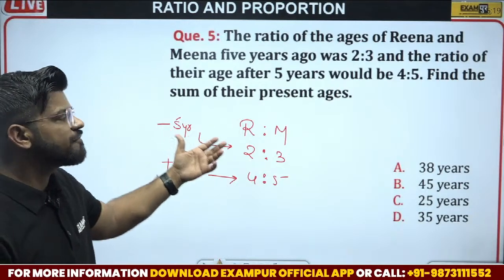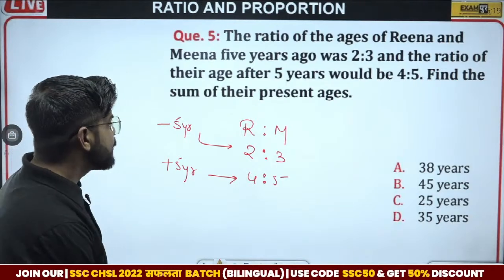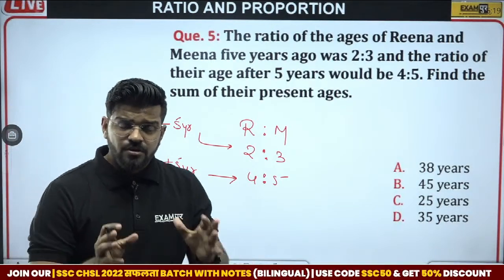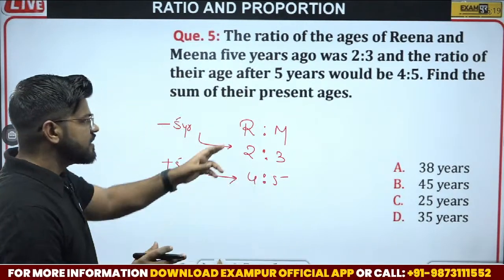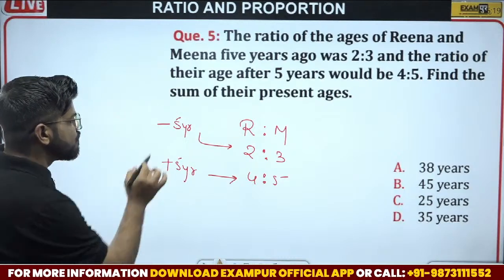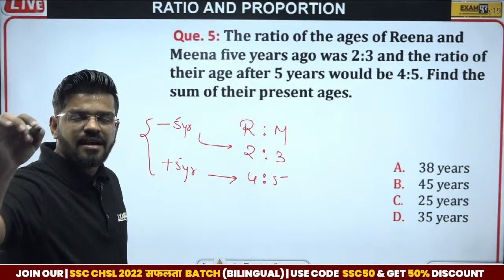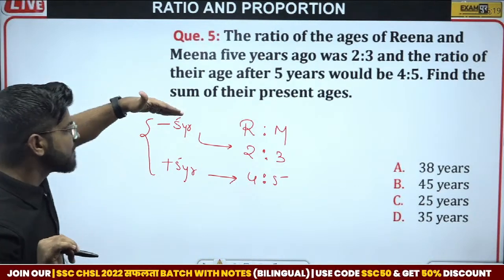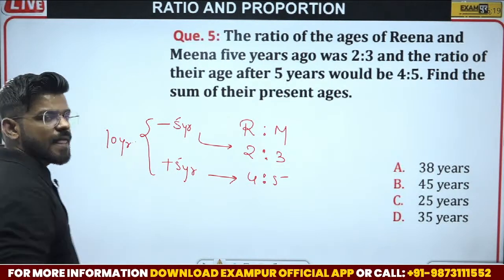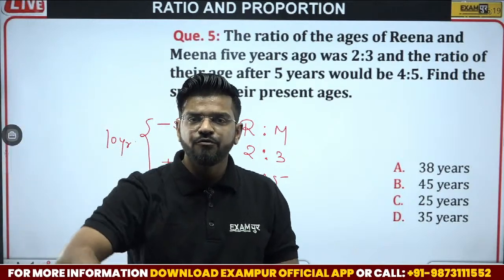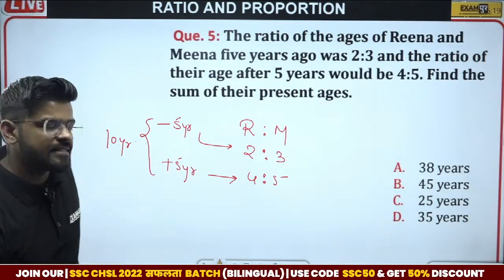Now find the sum of their present ages. What we have to do? One more thing: in the case of ages, if I go from -5 to +5, what is the time difference? Just comment it out. Yes, it is 10 years of difference, right? 5 years before today and 5 years after today, before 5 and after 5, we have 10 years of difference. Very good.